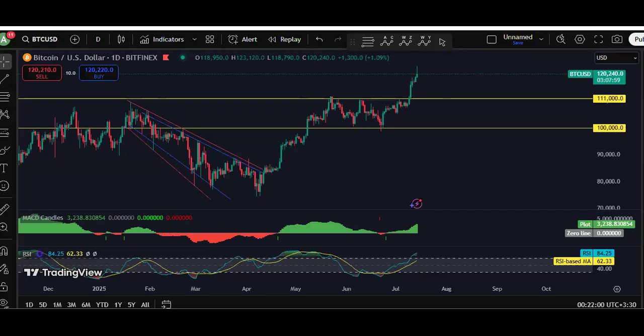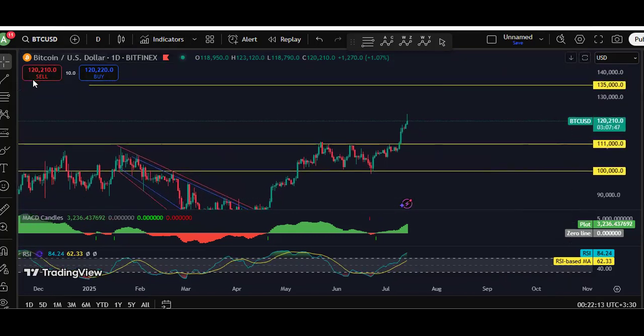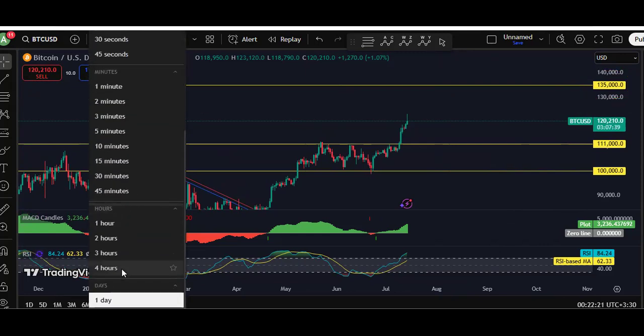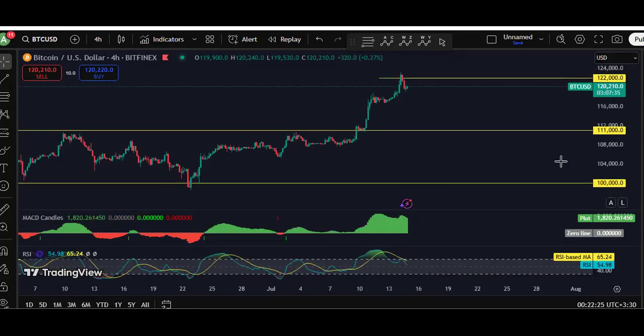Bitcoin, we start with the daily chart. If we refer to my last analysis, we mentioned that with the breakout of this zone, with the breakout of 111, based on the daily chart, we have been looking for 135. But I mentioned that before the price reaches 135, based on the lower time frame, we have been looking for 122K as a target with the breakout of 111K for the forward time frame.